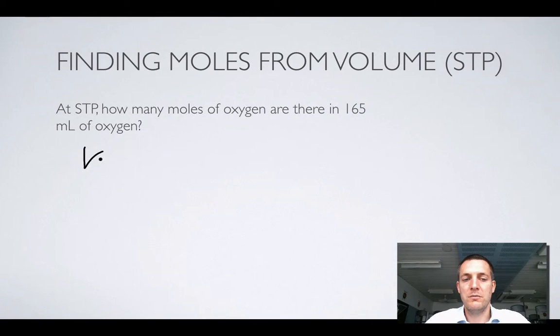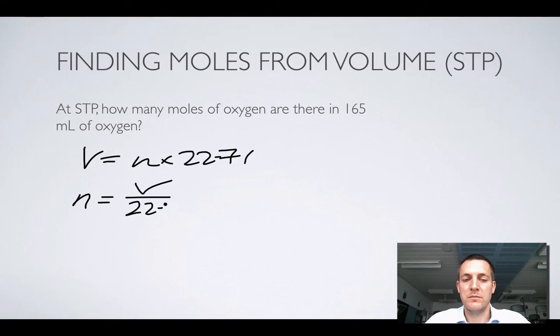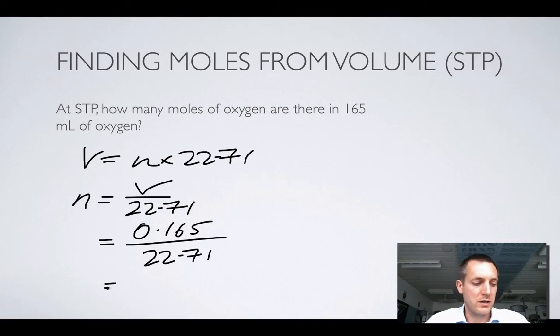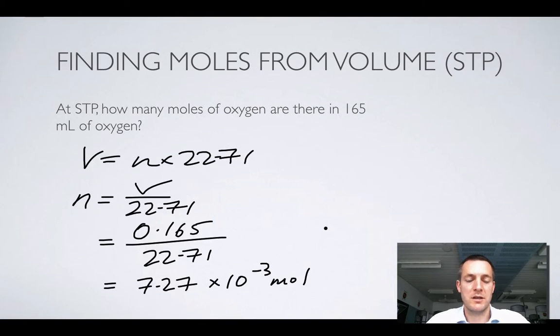Now, if the volume equals the number of moles times 22.71, then hopefully we can rearrange that and say that the number of moles is equal to volume over 22.71. And if I plug in my volume here, which remember is 0.165 litres, not 165 because we're in millilitres, divide that by 22.71, I get an answer of 7.27 times 10 to the minus 3 moles. Once again, 3 significant figures there.